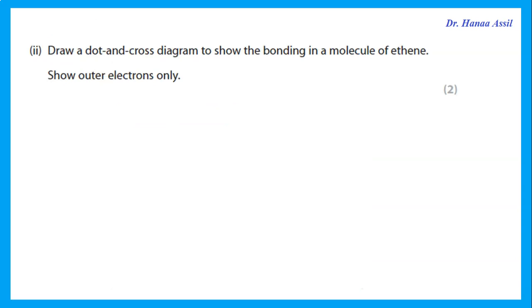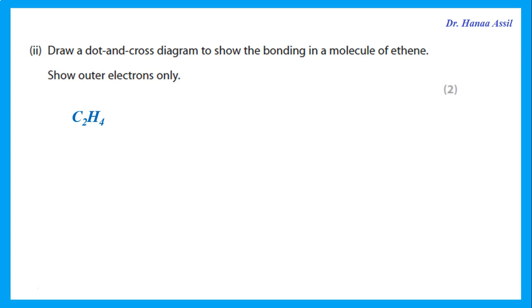Draw a dot and cross to show the bonding in a molecule of ethene. He already mentioned that ethene is C2H4, and you should know that anything that has "eth" has 2 carbons. "Ene" means it has a double bond, and that means the number of hydrogens is twice the number of carbons. So how do we draw the dot and cross of ethene?